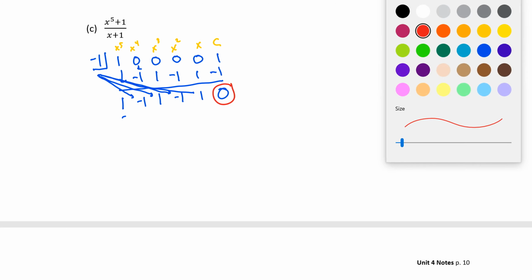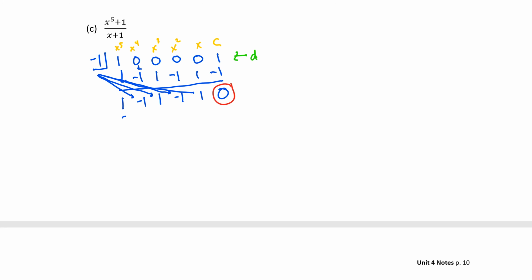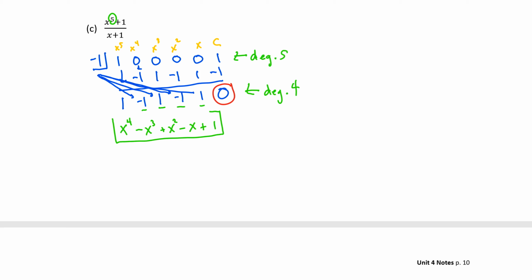So we end up with, let's see, we started with a degree 5 polynomial. Remember the rules of synthetic division. This is always 1 degree less than the original. So we can go ahead and express our result starting with x to the 4th. We have 1x to the 4th minus 1x cubed plus 1x squared minus 1x plus 1. And there's no remainder, so this came out perfectly.